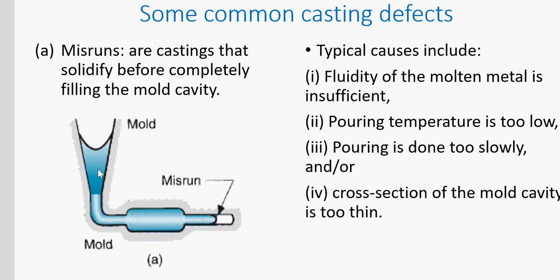These are some of the common defects we have. When you pour into your mold, you can see this cavity has not been filled up by the molten metal. So this is called misrun. These are the causes: the fluidity of the molten metal is insufficient, it's kind of viscous, or the pouring temperature is very low. So this can cause this defect.